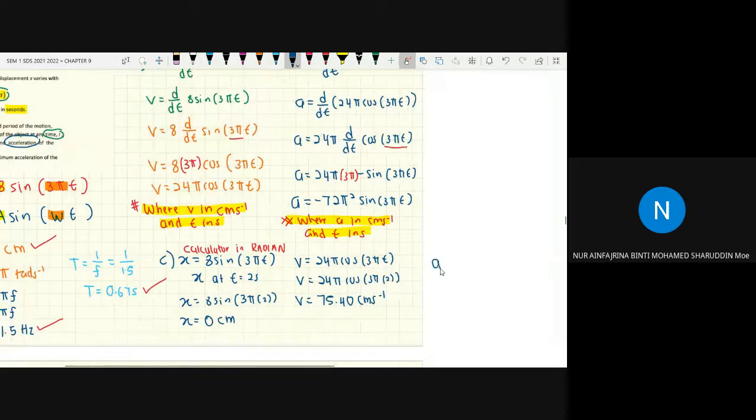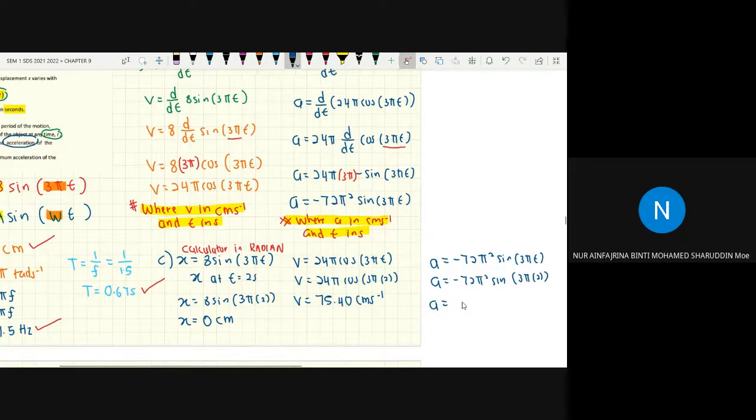Acceleration is also the same. Acceleration a equals negative 72 pi squared sin 3 pi t. So it wants the acceleration when time is 2 seconds. So you just substitute 3 pi times 2. So your acceleration is 0 cm per second squared. Okay, can?